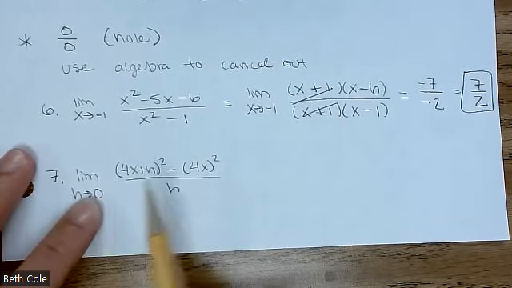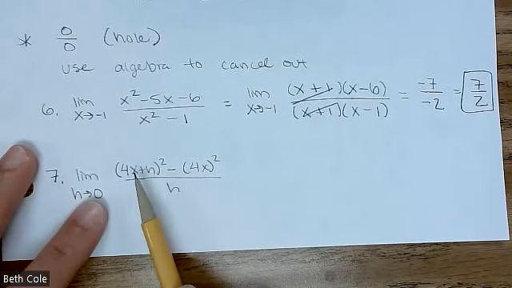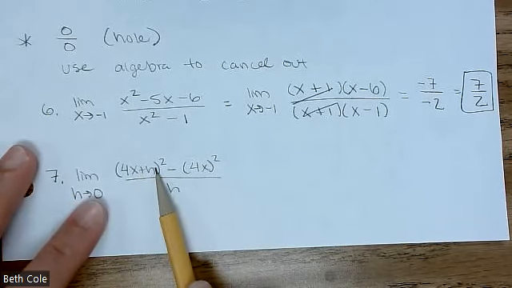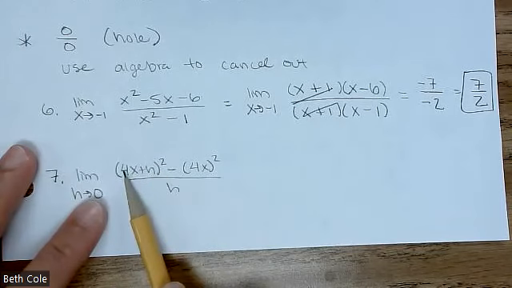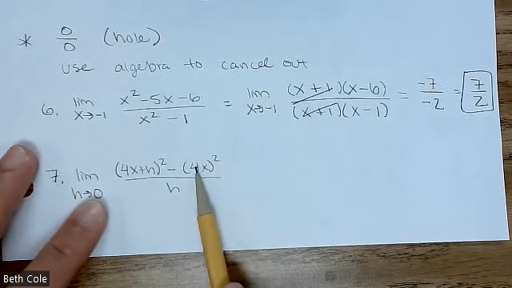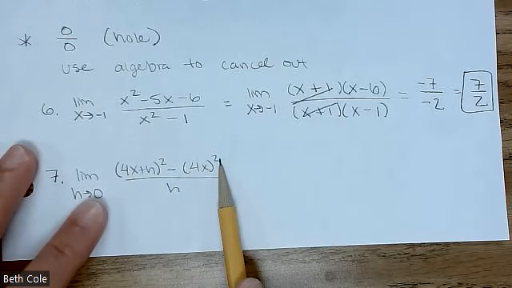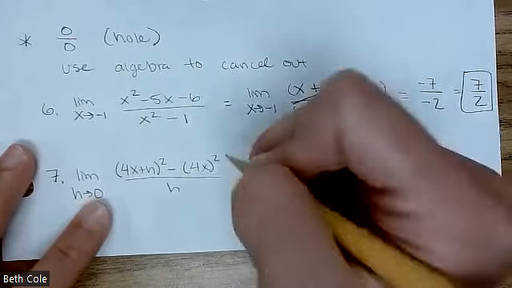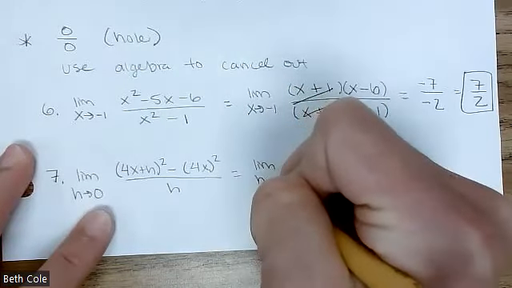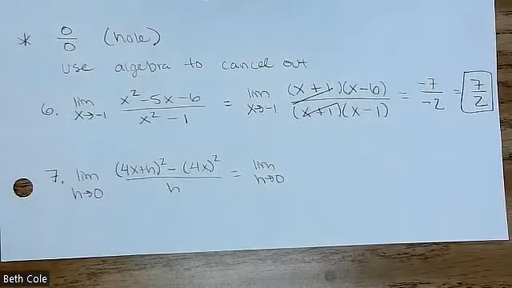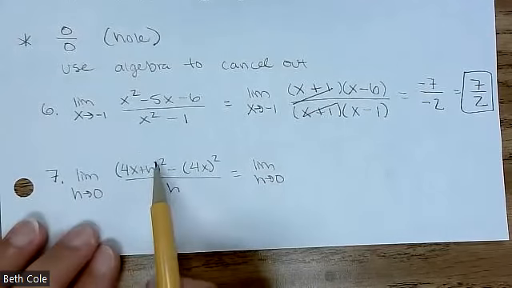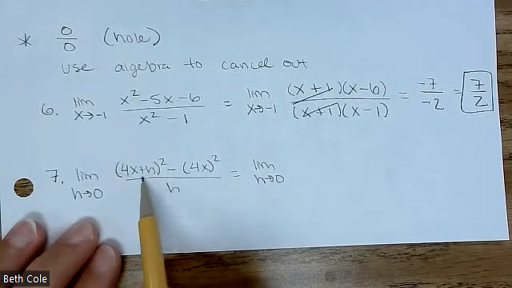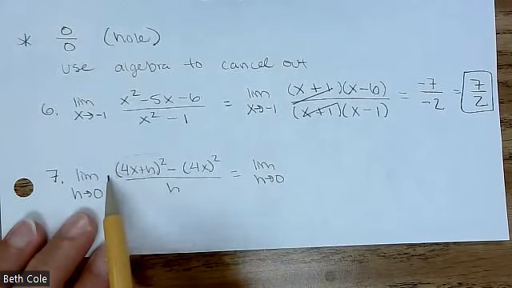If you plug in 0 for h, come with me here. 4x plus 0 is 4x. So you have 4x squared minus 4x squared, which would be 0. And then h is also 0. So it's 0 over 0. We know we need to do some algebra. So bring the limit with you. Again, without that, it's not calculus. And we're going to have to multiply out this first part. You guys were really good at this earlier this year, so let me see if you remember it.